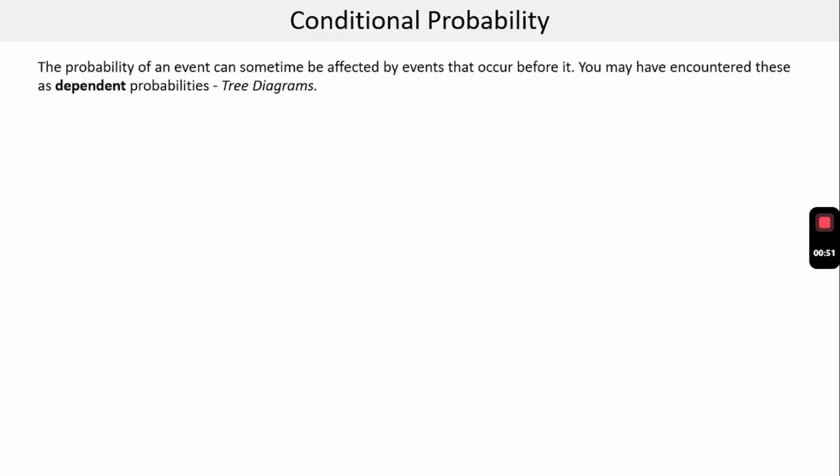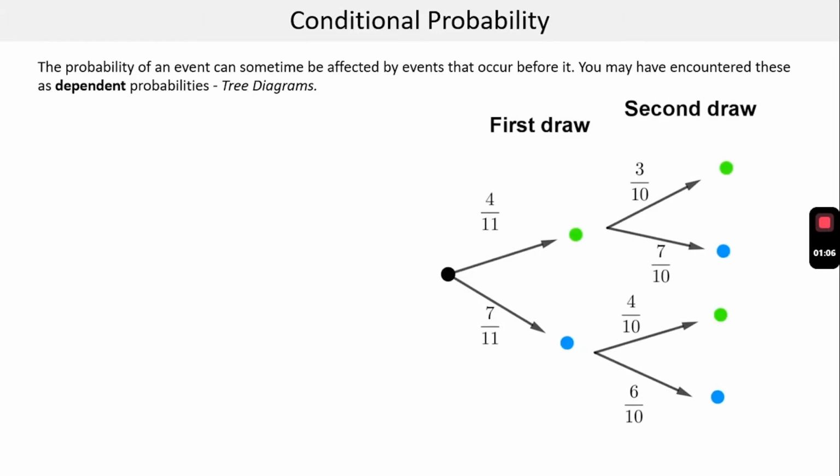Okay, so here we're going to focus on conditional probability. Events have probabilities that can change depending on what happened beforehand. Sometimes one event happening affects another one happening. If this is the case, these are dependent probabilities. At least that's what you would have called it at GCSE. And a good example of this from GCSE is from when you had tree diagrams.